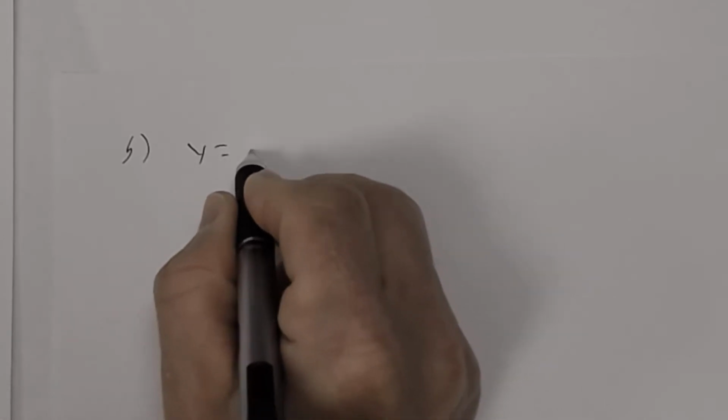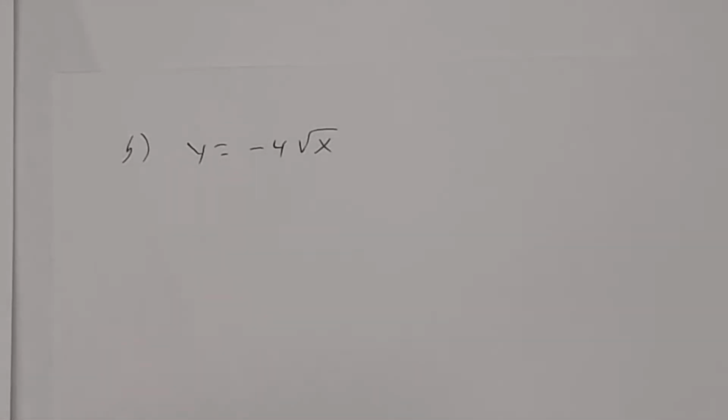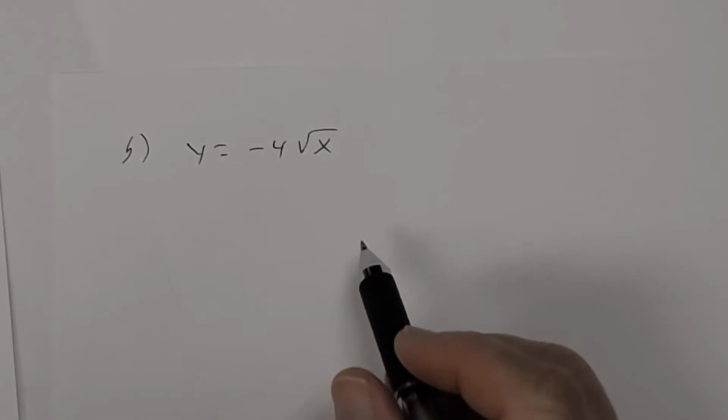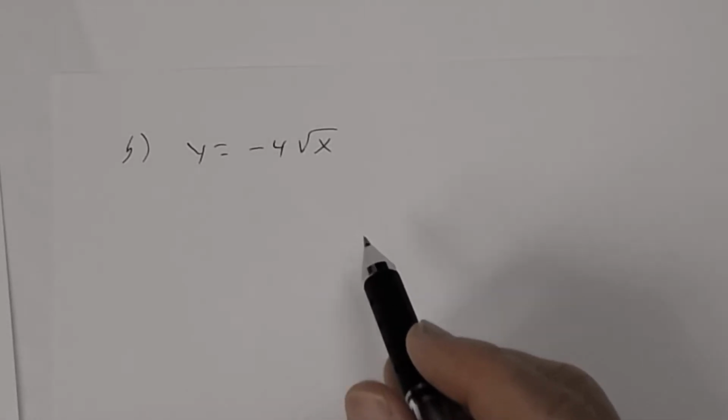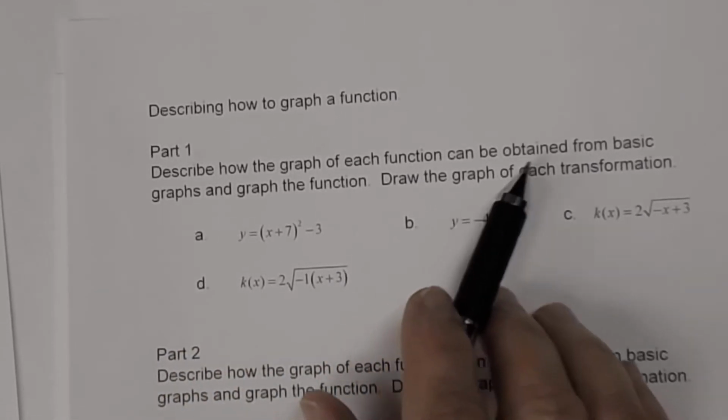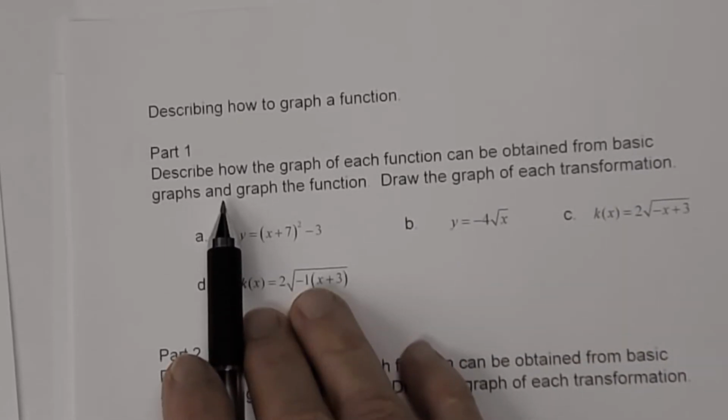Let's look at B. So B is this now. So here's B. So B, I want to graph y equal negative 4 square root of x. All right, so just like we did in the previous part, we need to first of all determine what our basic function is. Because remember, the directions does say describe how the graph of each of these functions can be obtained from a basic function, and then the graph of the function.